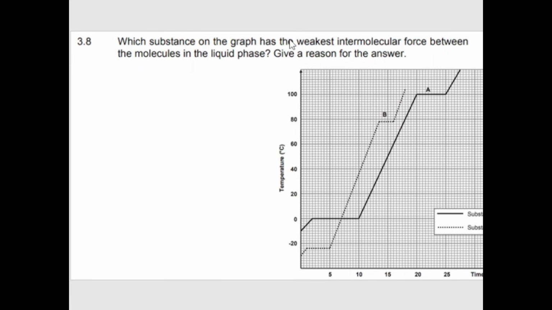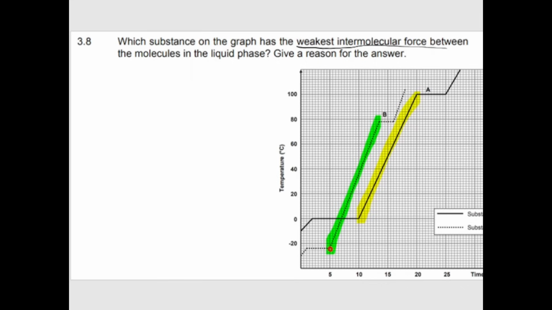3.8 wants to know which substance has the weaker intermolecular forces between the molecules in the liquid phase. So if we look at the liquid phase of both of them, this is the liquid phase for B, and then we've got the liquid phase for A. So they want to know which one's particles have weaker forces between them. Remember, in the liquid phase, in the solid phase, the intermolecular forces are the forces that hold the particles together.